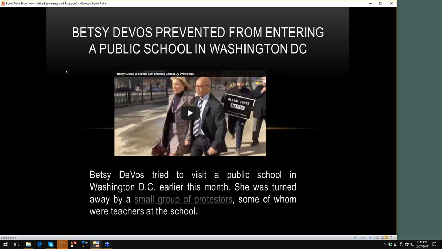So this is after there was a much larger crowd up front, and a few of those people had gotten into this back section of the school in the parking lot. You can see that there's a public street out there, and there's a fence separating the sidewalk from the school. So Betsy DeVos tried to visit a public school in Washington, D.C. This was earlier in the month, and she was turned away by this small group of protesters, some of whom were parents and teachers at the school.